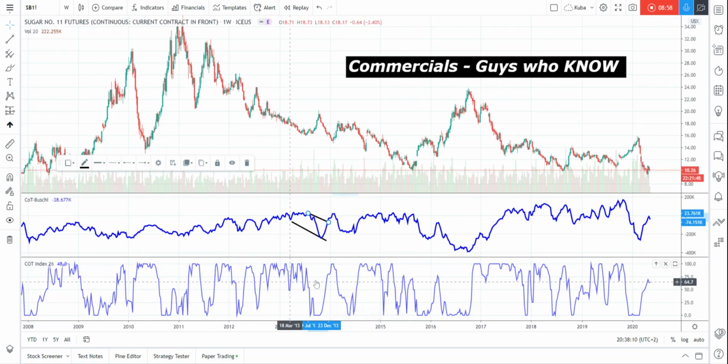The problem is commercials can be heavy buyers for a long period of time. Look here, they were heavy buyers and the market went lower. So it's very difficult to find reversal points. It's really better to take trades in the direction of the trend with the commercials, not against them.